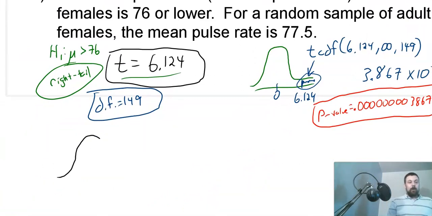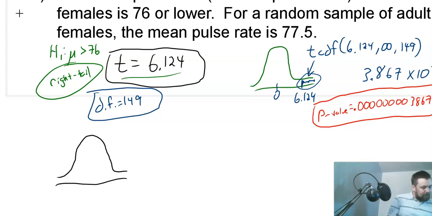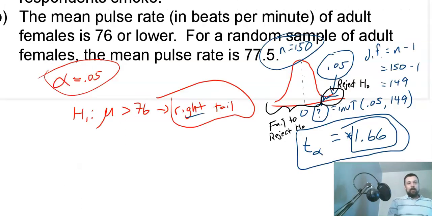So this time there was only one critical value. It was in the right tail. Do I still have it on my calculator? I don't actually, so let's go back. I already forgot what it was. Sorry about that. So let's go back and find it.